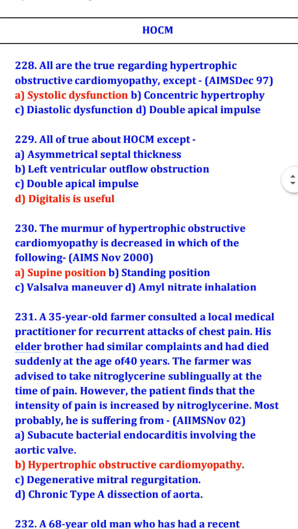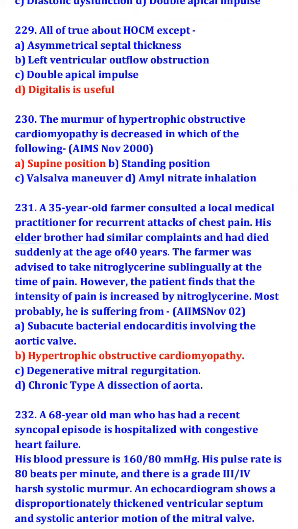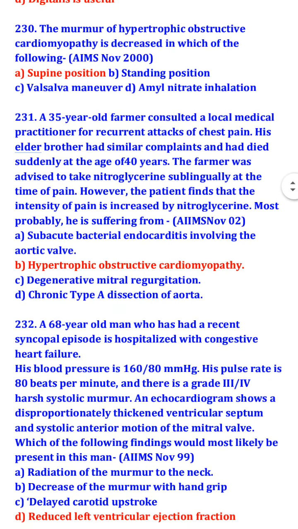Next, the murmur of hypertrophic obstructive cardiomyopathy is decreased in which of the following? In supine position. A 35-year-old farmer consulted a local medical practitioner for recurrent attacks of chest pain. His elder brother had similar complaints and had died suddenly at the age of 40 years. The farmer was advised to take nitroglycerin sublingually at the time of pain. However, the patient finds that the intensity of pain is increased by nitroglycerin. Most probably, he is suffering from hypertrophic obstructive cardiomyopathy.